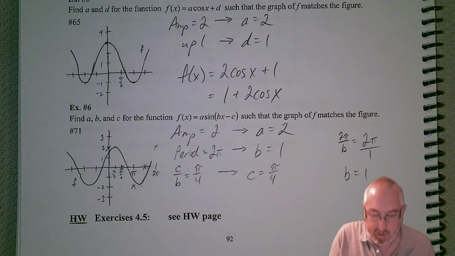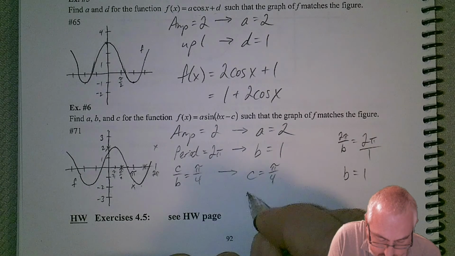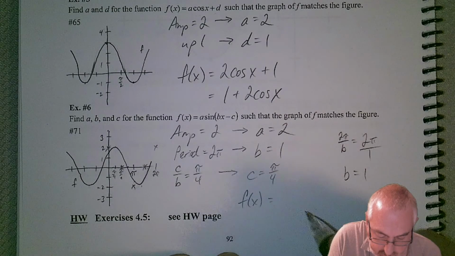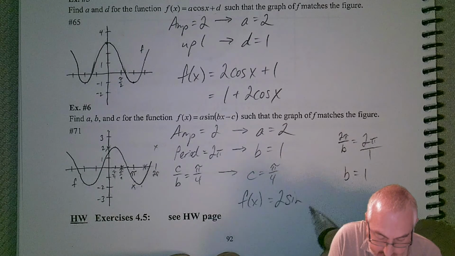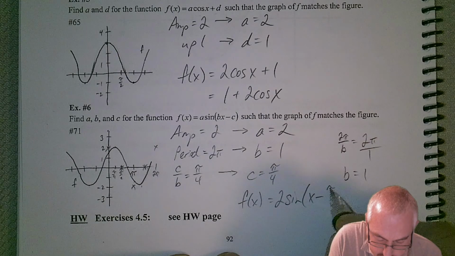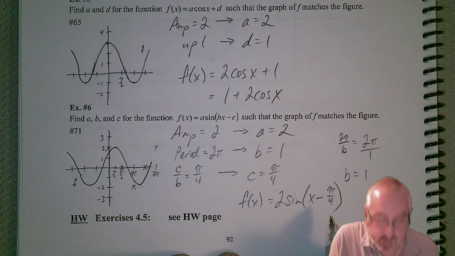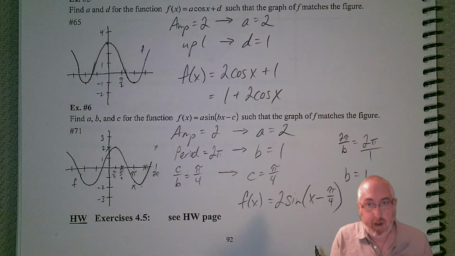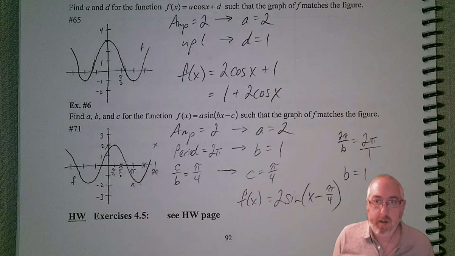And that wraps up our function. So f of x equals 2 times the sine of x minus pi over 4. Again, remember, minus means it shifted to the right. So that would be correct.